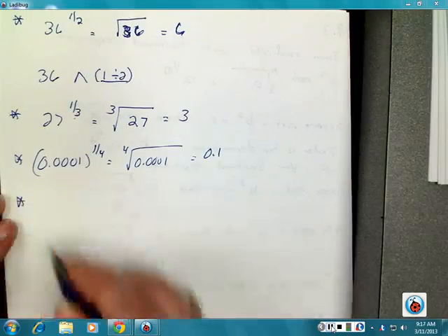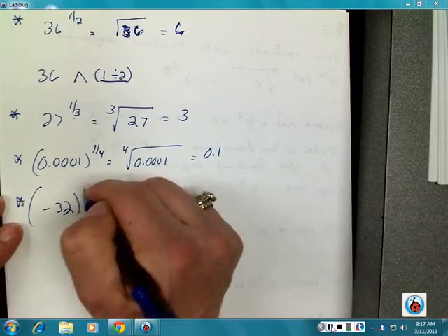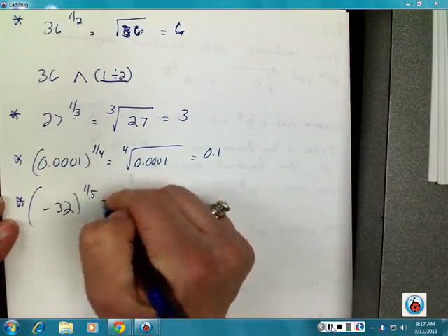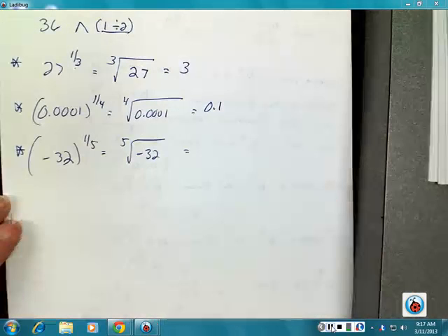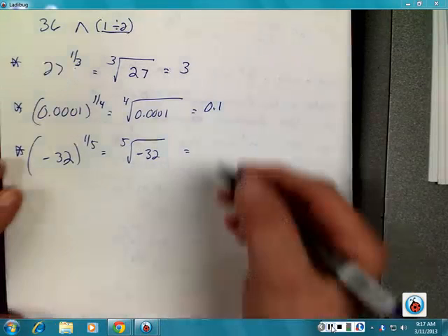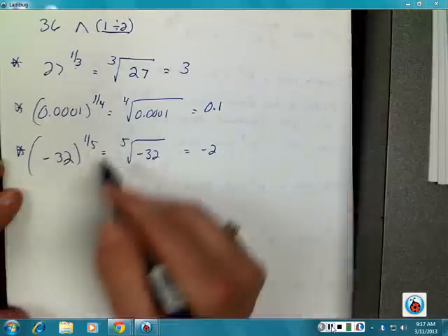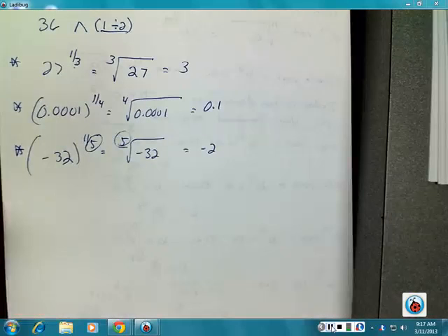And then they might give you a negative 32 to the 1/5 power. So that means I have the 5th root of a negative 32. And can I do that one? 5th root of a negative 32? What would come out of that? Negative 2? And I can do it because my index is odd. My denominator is odd. Okay?